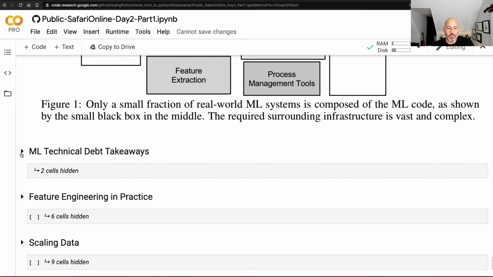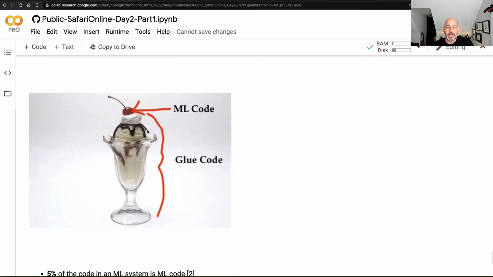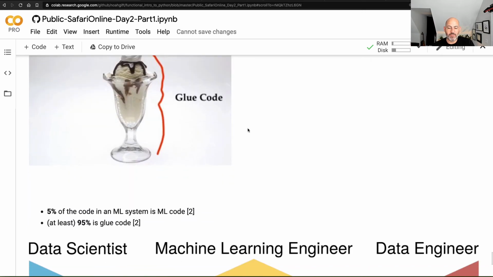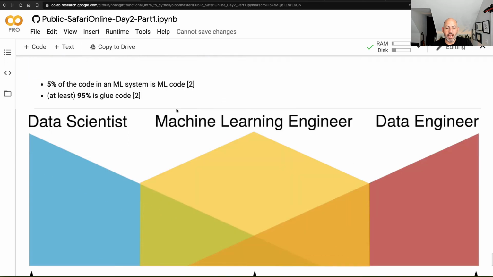So some of the takeaways here are that in the real world, the glue code, like all the stuff we just did, that's the sundae, and the machine learning is like the cherry on the sundae. It's only a little bit. It's 5% of the code in an ML system. At least 95% is glue code.